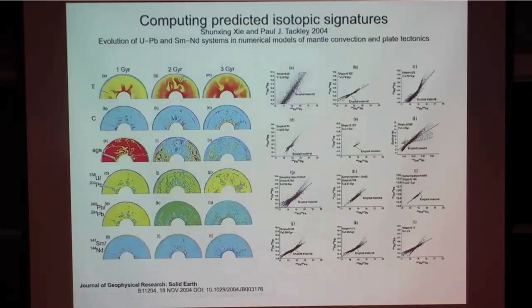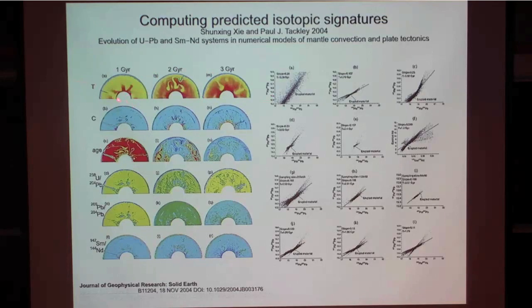The last kind of method I want to at least bring your attention to is computing predicted isotope signatures. This is by Xi and Tackley, about 12 years ago, and there's still work of this sort going on. It's still a productive way to approach it. There's a lot on this figure, so I'm just going to highlight a couple of things. They have a model of convection. We're back to 2D again, basically an annulus.